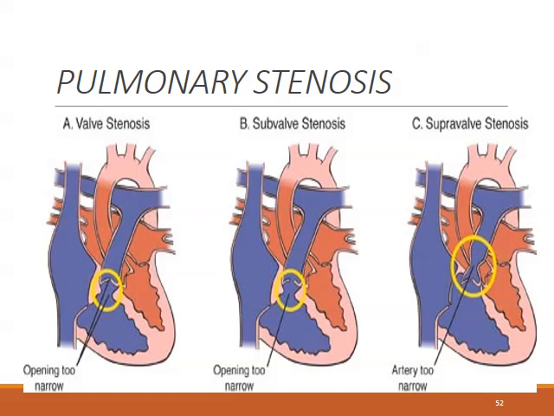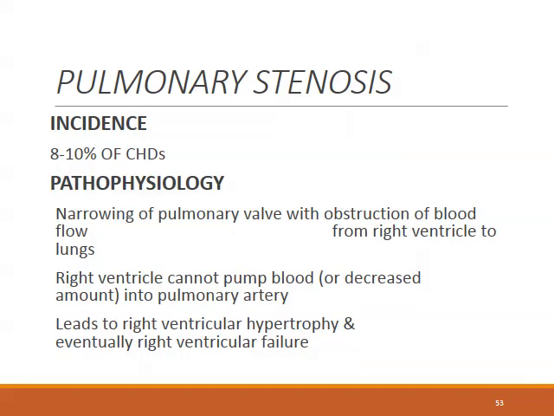Pulmonary stenosis: there's valve stenosis, subvalve stenosis, and supravalve stenosis. Pulmonary stenosis usually occurs in 8 to 10% of all congenital heart defects. Pathophysiology is basically the narrowing of the pulmonary valve with obstruction of blood from the right ventricle to the lungs. Now the right ventricle can't pump enough blood into the pulmonary artery, and this leads to right ventricular hypertrophy and eventually to right ventricular failure.